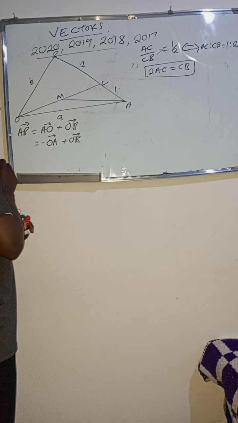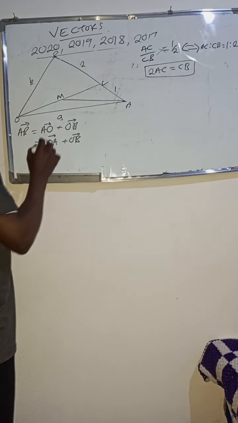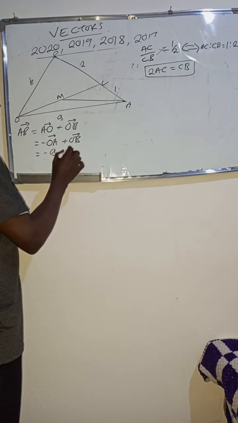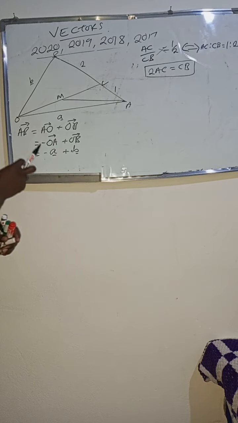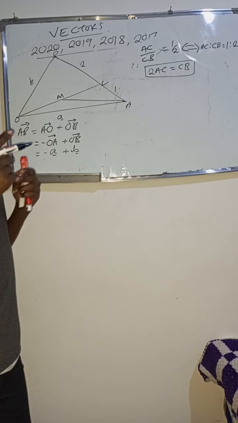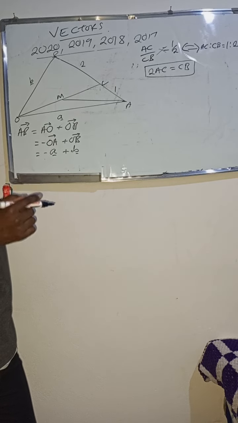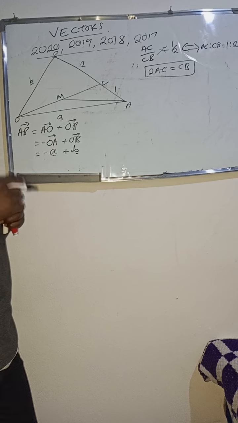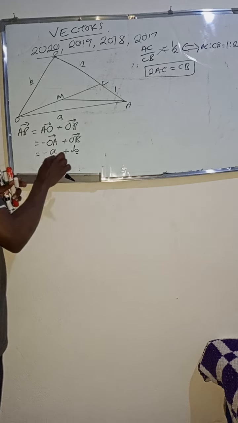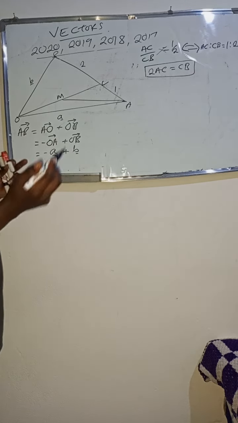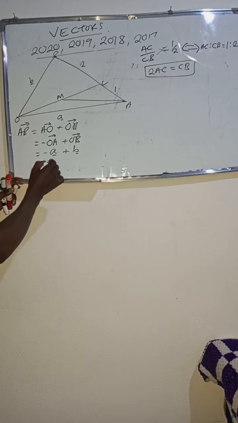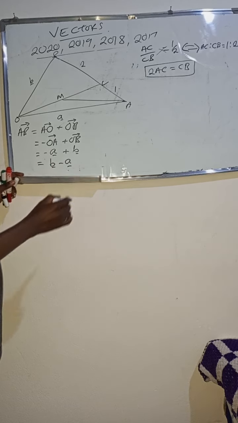So this is going to be negative OA plus OB. What is OA? We've been told that it's a, but there's a negative now, so this is going to be negative a plus b. Now, usually we don't want to leave a negative. There are two rules when writing the final answer. Number one, you follow alphabetical order, but if one of them is negative, you start with the one that is positive, even if it doesn't come first in alphabetical order. In this case, since b is positive, we start with b. It's not that there's anything wrong with your answer otherwise, but it's better to simplify it like that. So this is going to be b minus a.